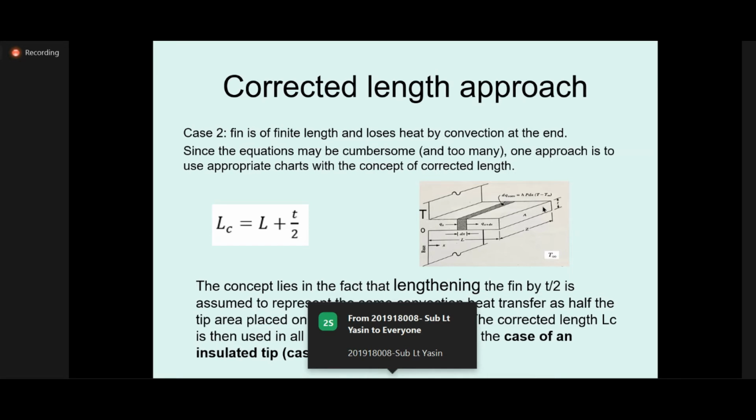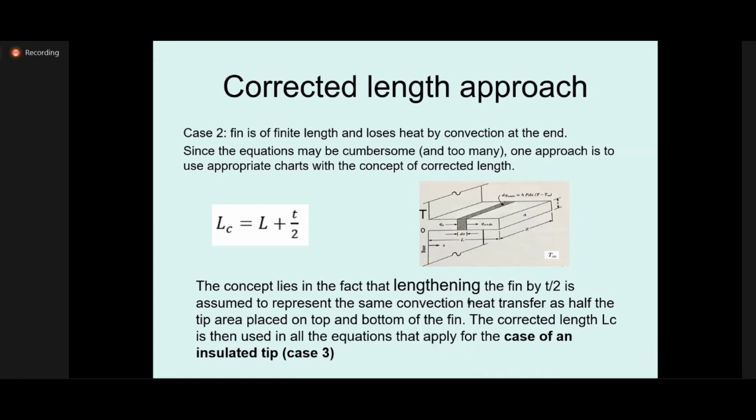Yeah, and it has been found that the concept lies in the fact that I've written it, that lengthening the fin by t/2 is assumed to represent the same convection heat transfer as half the tip area placed on top and bottom of the fin. Okay, again, this is an approximate method, and the corrected length LC is then used in all the equations that apply for the case of an insulated tip, which is case 3.